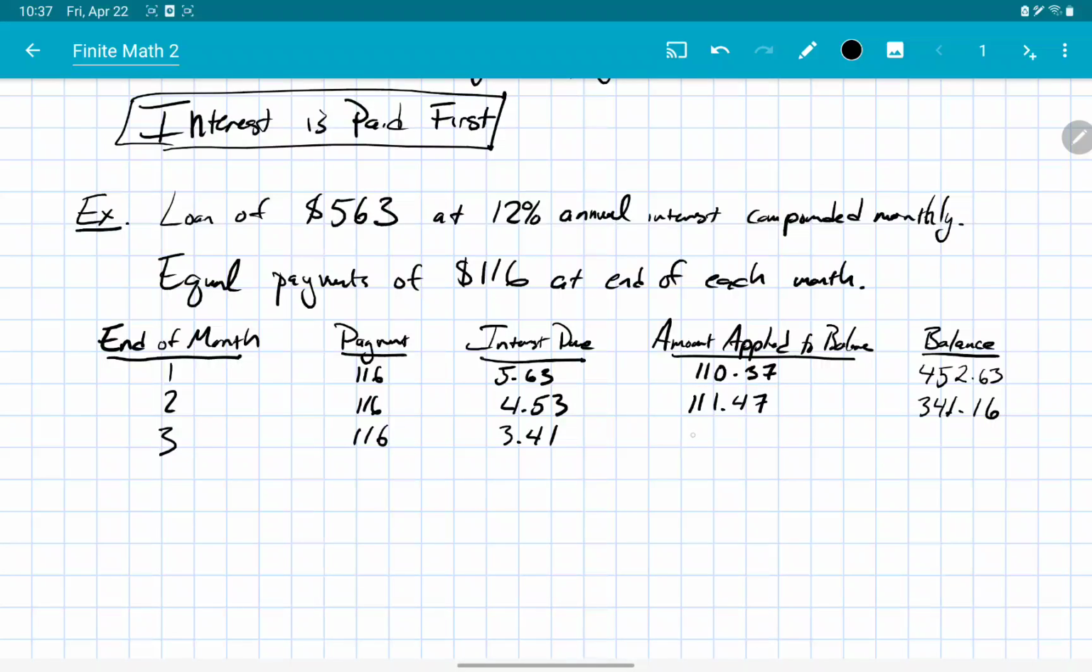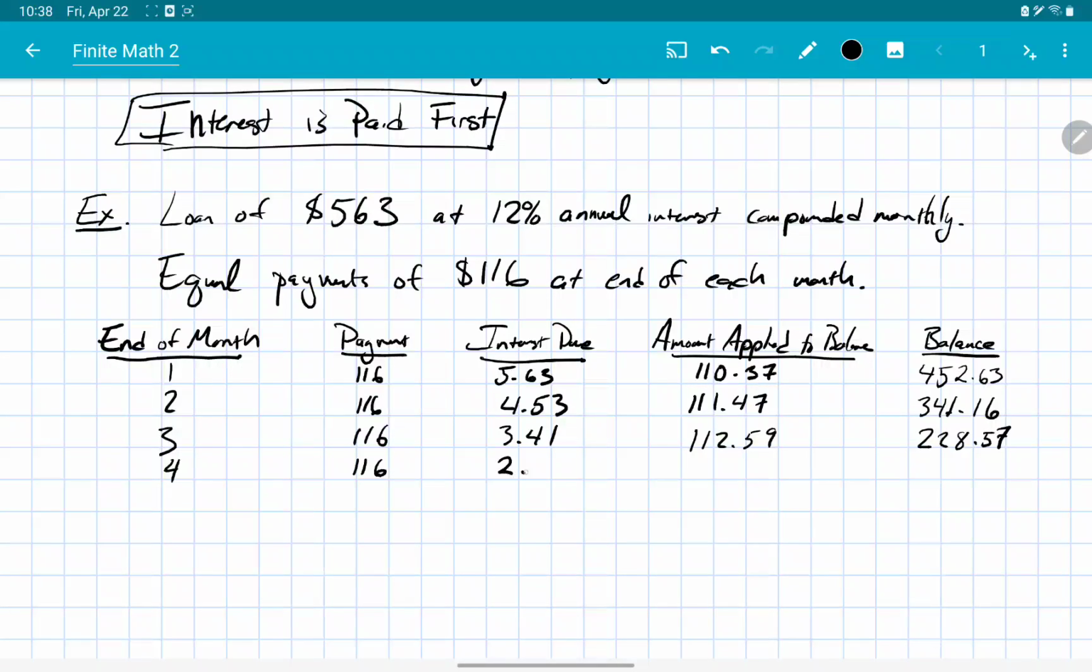The amount applied to the balance now is a little bit more, $112.59, because we first take out the interest, and then we apply the rest to the balance. And now the new balance is $228.57. Another month passes, and now we pay our $116.